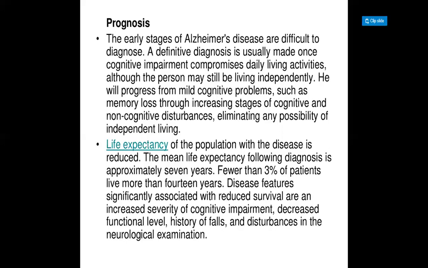Then what about the life expectancy of an Alzheimer's disease patient? The mean life expectancy following diagnosis is approximately 7 years. Fewer than 3% of patients live more than 14 years. Disease features significantly associated with reduced survival are increased severity of cognitive impairment, decreased functional level, history of falls, and disturbances in the neurological examination.